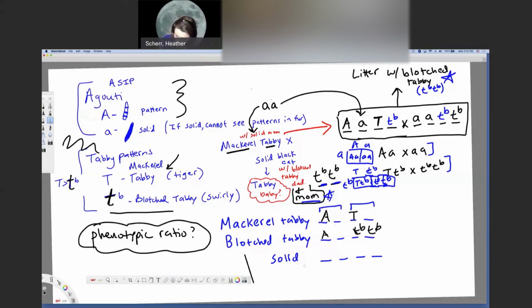All right. And then to be solid, you need a little a little a. That's it. Any pattern would go. So then you're right, we go and we see which boxes fulfill these criteria and what the probability is.